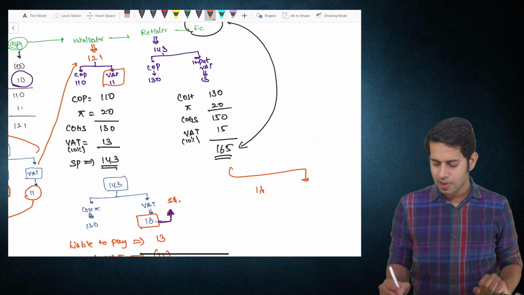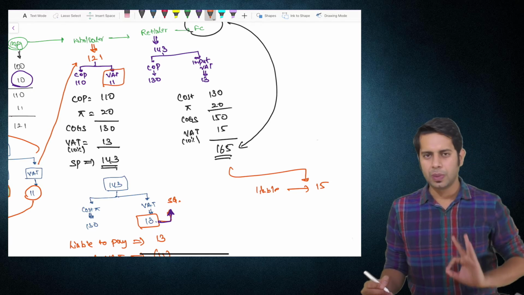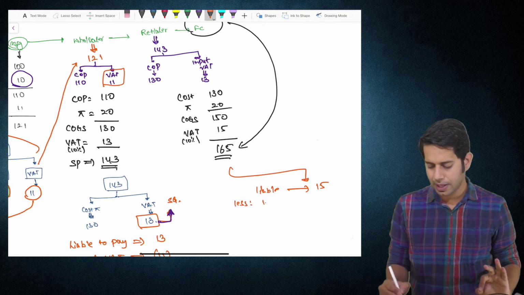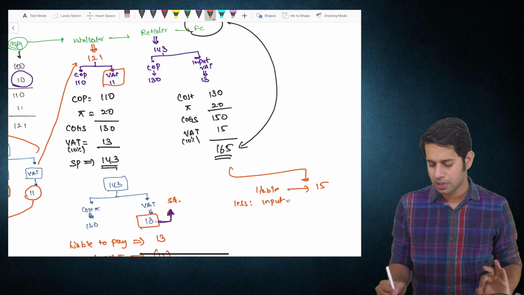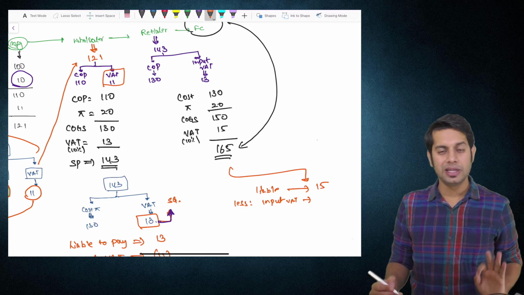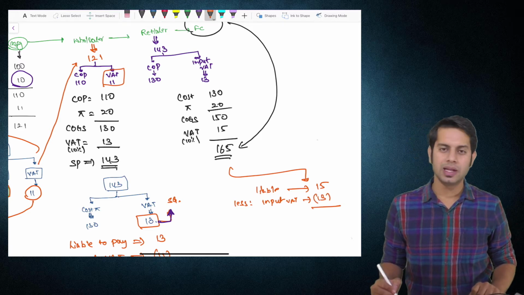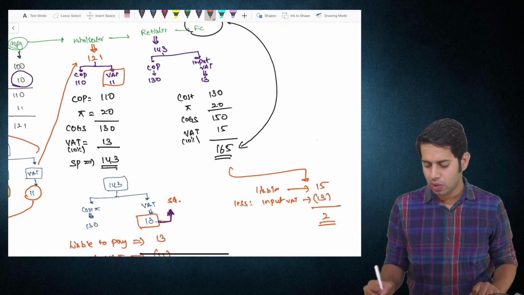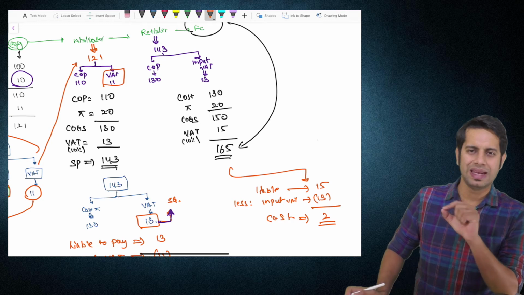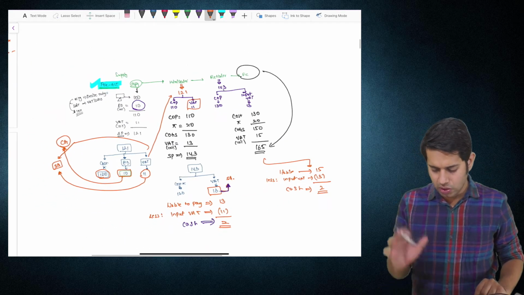Now here also the government is telling, hey Mr. Retailer, you are liable to pay me VAT of 15 rupees, but you have already paid me 13 rupees. When did I pay 13 rupees? You have indirectly paid me 13 rupees through the wholesaler. So take that benefit and pay me only 2 rupees in cash. The tax which is required to be paid by you in cash is 2 rupees.